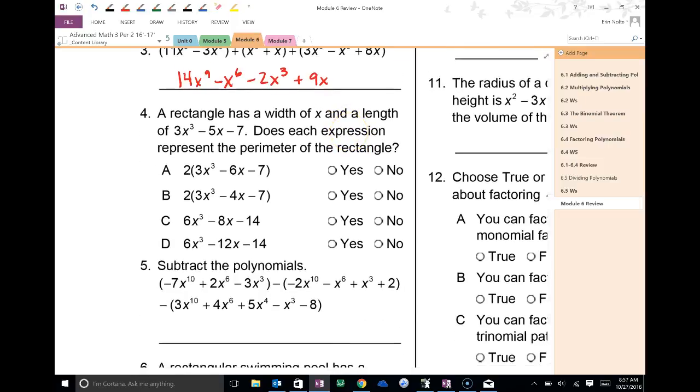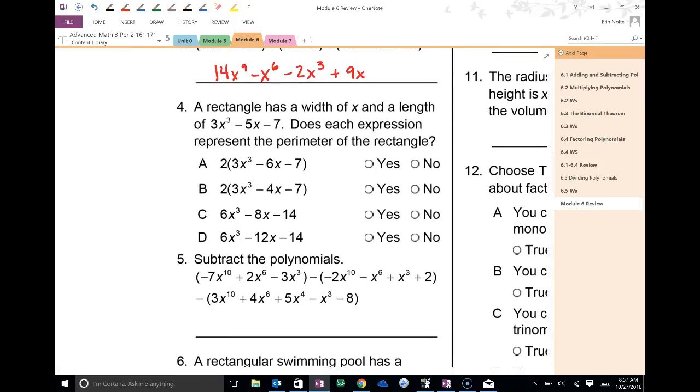All right, so we have a rectangle that has a width of x and a length of 3x squared minus 5x minus 7. Does each expression represent the perimeter of the rectangle? Okay, so how do you find the perimeter of a rectangle? Add all the sides. So how would I do this one? Can I say, since I have a rectangle, that two of the sides are the same? So I have 2 x's and 2 of my 3x cubed minus 5x minus 7.